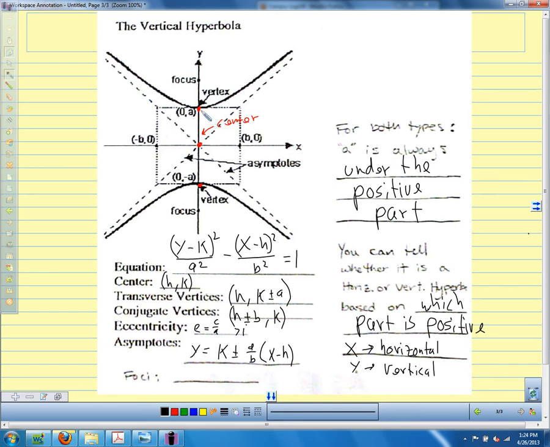The length of this side of the box is 2a. The length of this side of the box is 2b. So we'll sketch that little box in between our two branches of the hyperbola and draw the asymptotes between the corners of the box.